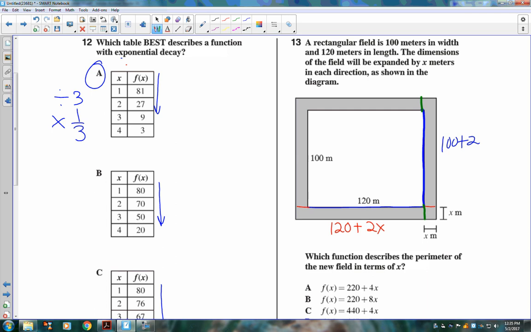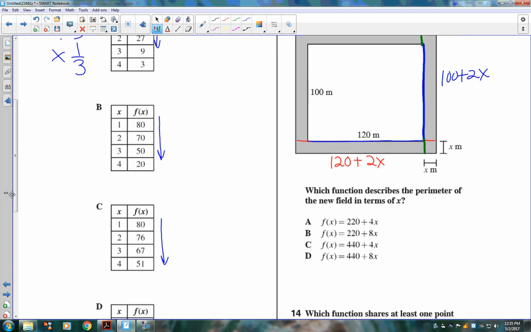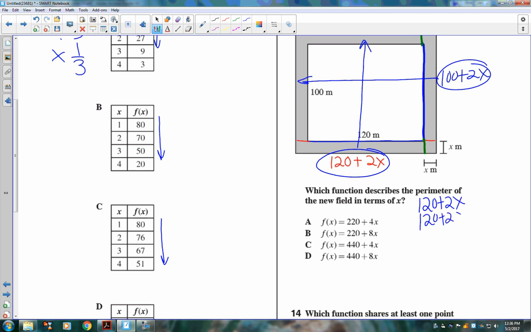So that gives us 100 plus 2x. Now when you find the perimeter, it's adding all the sides together. So you're going to have to add each of these twice because you have to take into consideration you've got both sides. So 120 plus 2x, 120 plus 2x, and then the other side is 100 plus 2x and 100 plus 2x. So that gives us 2, 4, 6, 8x, and then 1, 2, 3, 4, 40. So that is D.